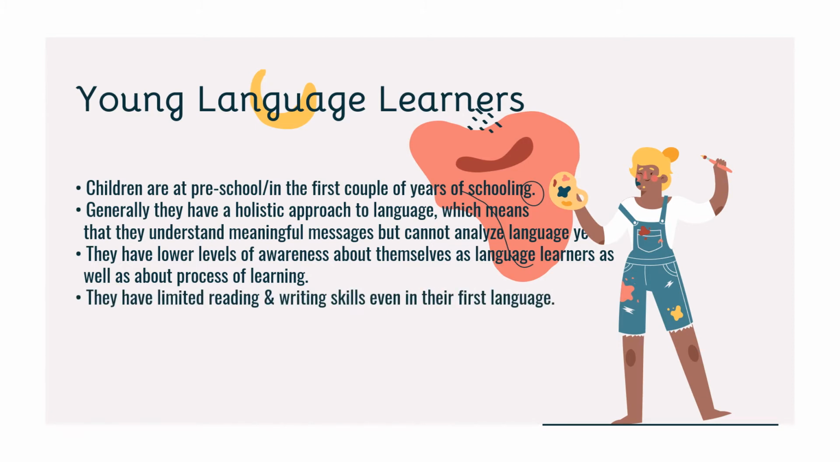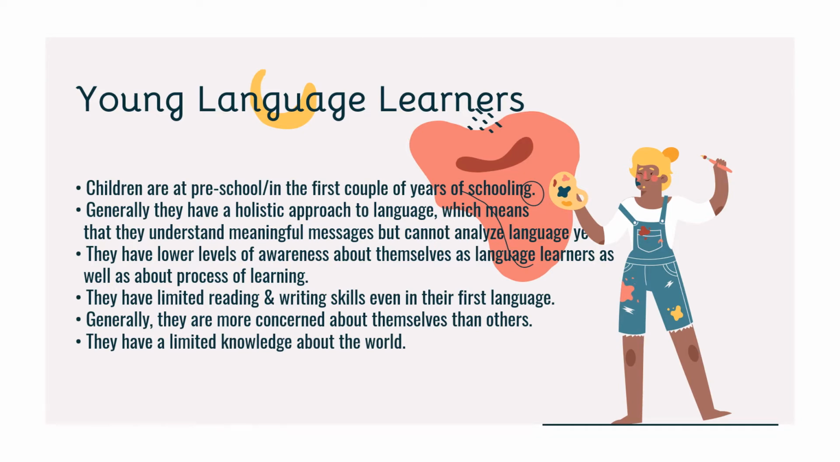Next, they have limited reading and writing skills even in their first language. Since they are at a young age, it means that they haven't known yet about reading and writing. They only listen to the adults or the teachers around them. Next, generally, they are more concerned about themselves than others. They have limited knowledge about the world. That's why they are very curious about something. Always asking the adults, right?